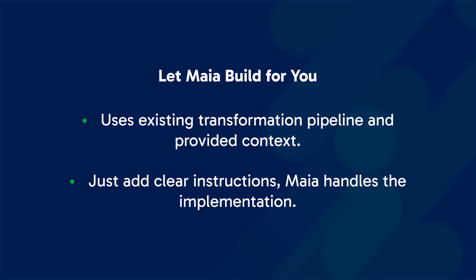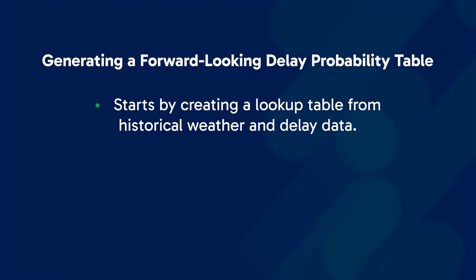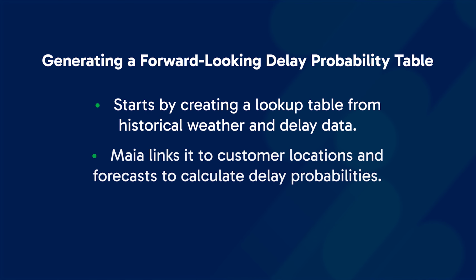We intend to provide Maia with a full set of instructions on how to implement this probability table. The process will begin with creating a lookup table from the historical shipment weather data and creating an average probability based on that historical data of how different weather conditions affect delays.